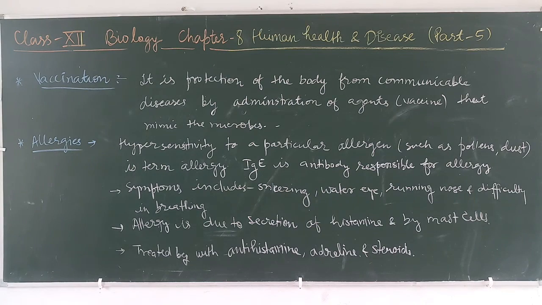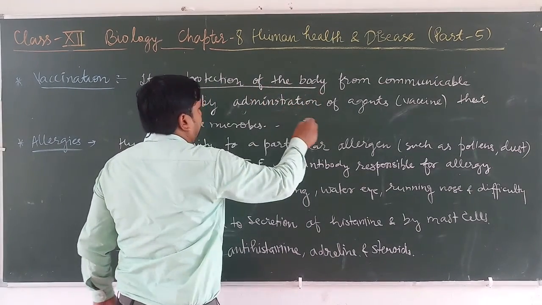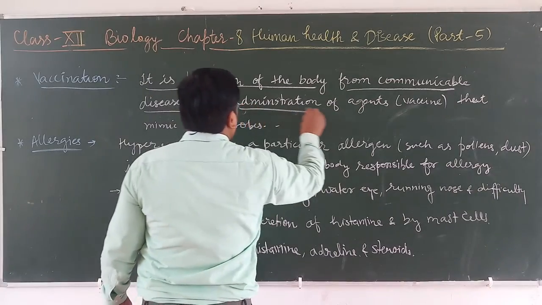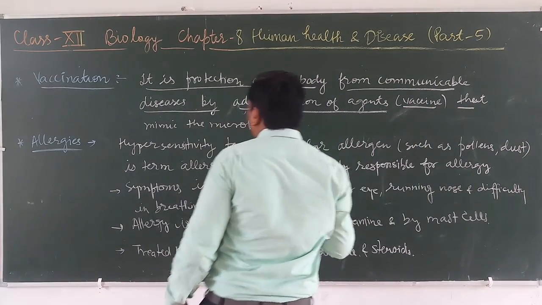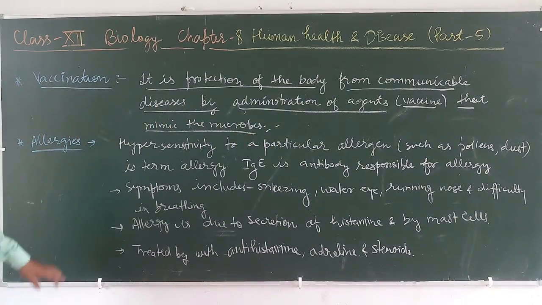Next is vaccination. It is important. Vaccination is the protection of the body from communicable disease by administration of an agent called vaccine that mimics the growth of microbe in the body.